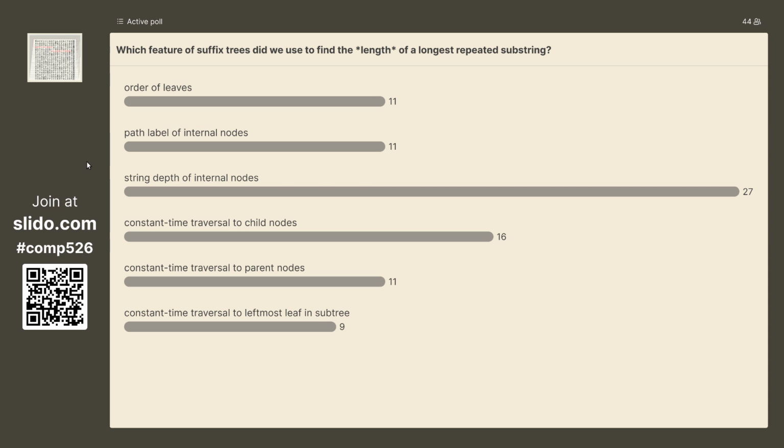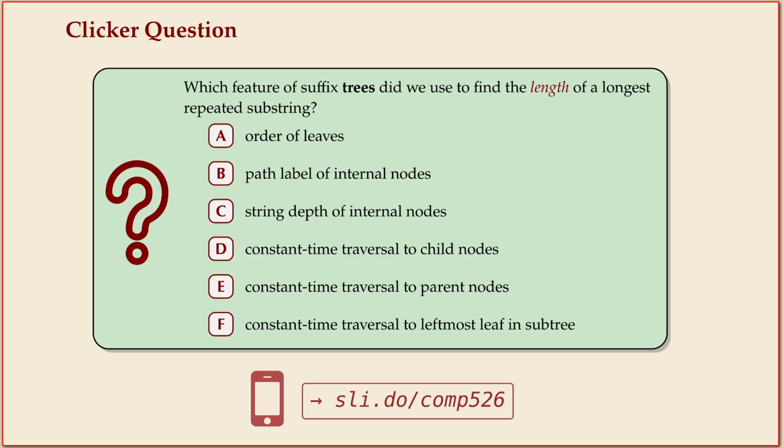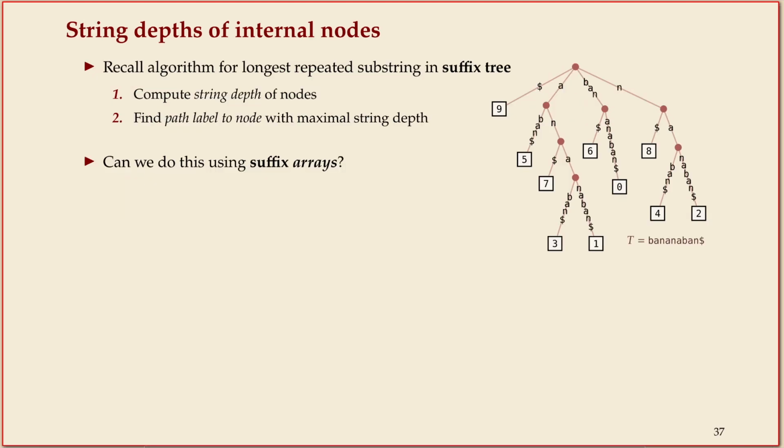There's been votes for most answers, but the majority is on the right track. So if you just remember from yesterday, basically, the key feature that we needed was the string depth of internal nodes. We needed the internal nodes to iterate through in particular. So just as a reminder, the algorithm was very simple. If you have the suffix tree available, you compute the string depths of the nodes, or you remember that it's actually a compact trie and you have the string depths anyways.